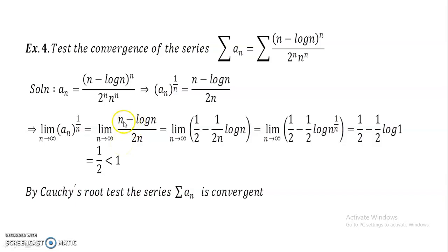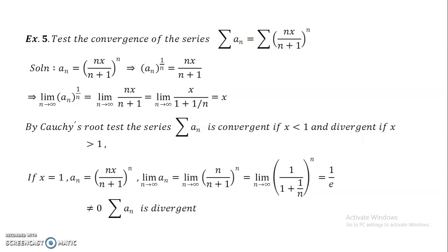So then we have n by 2n, which is 1 by 2, and log n by 2n, which is this here, and 1 by 2 is the power, again as n approaches infinity. This second term is log 1, so log 1 is again 0. That's why only 1 by 2 remains, which is again less than 1. Therefore, by the Cauchy root test, the given series is convergent.